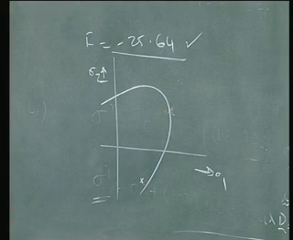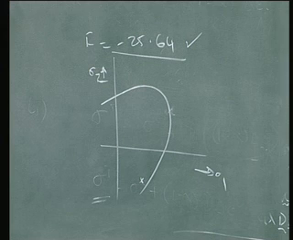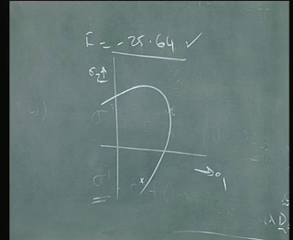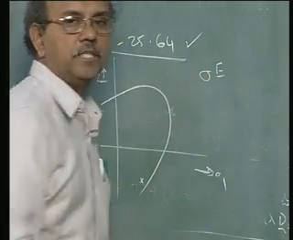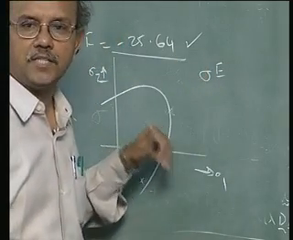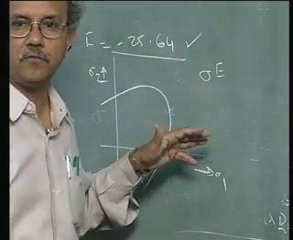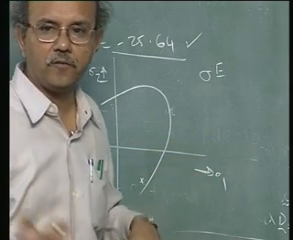Okay. So the first step is to do an elastic prediction. Please calculate the value of the elastic prediction sigma e. See whether we are inside the yield surface or outside the yield surface. Okay, it's not very difficult.